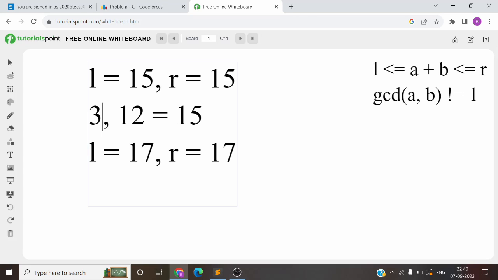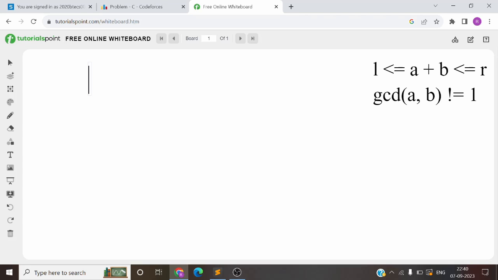Otherwise just take one divisor and the remaining number, like 15 minus 3, 12. So yeah, pretty simple stuff. There are a few other cases as well. Maybe let's take L equal to 1 and R equal to 3.